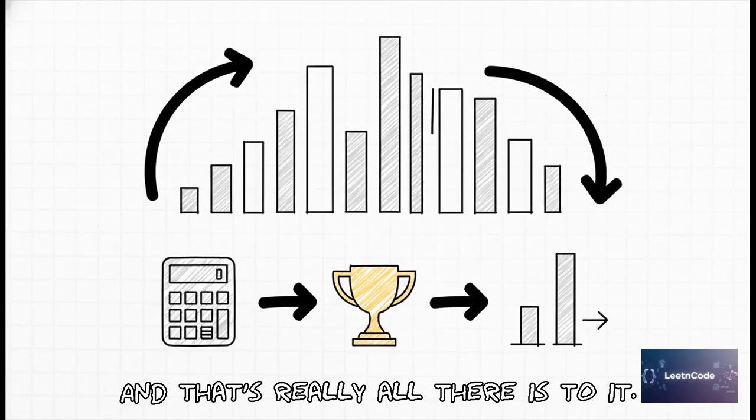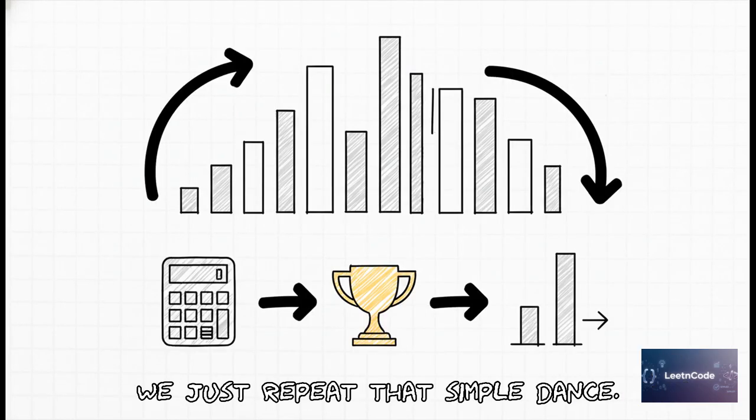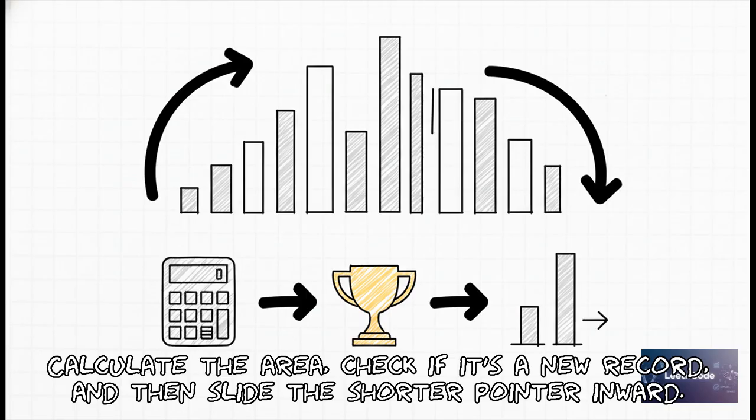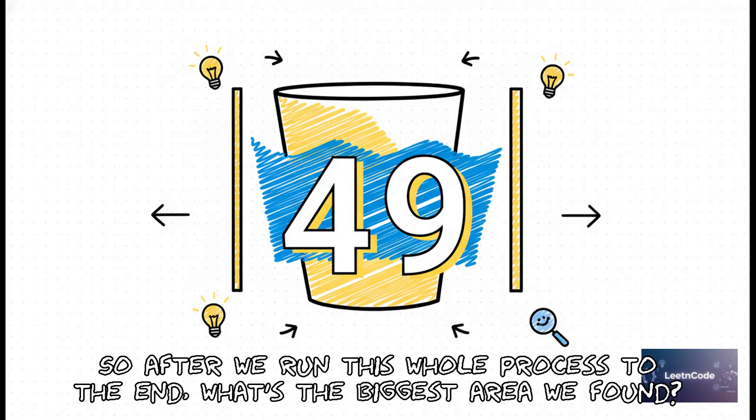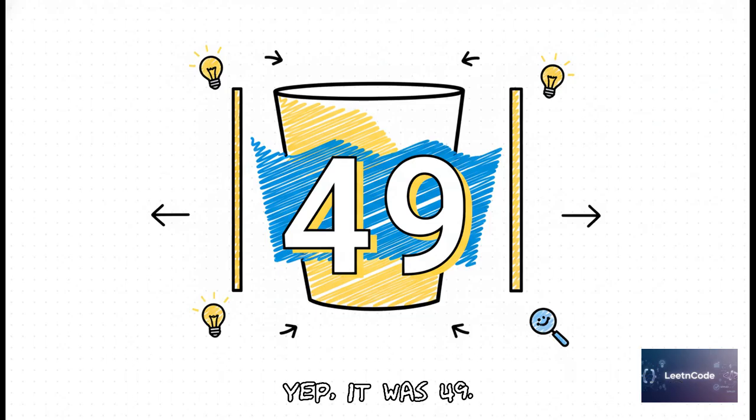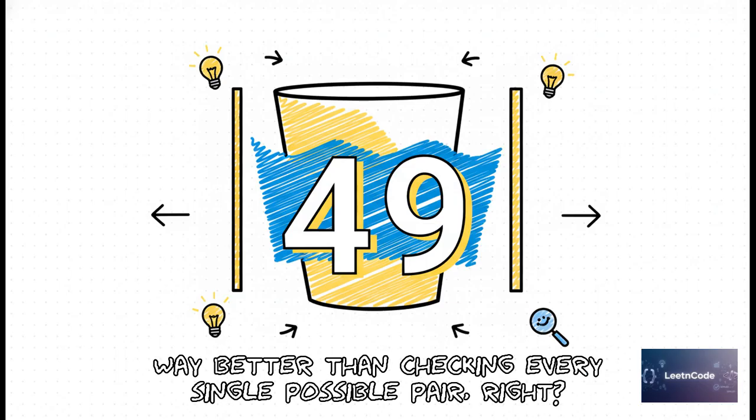And that's really all there is to it. We just repeat that simple dance. Calculate the area, check if it's a new record, and then slide the shorter pointer inward. We just keep doing that until our pointers finally high-five in the middle. So after we run this whole process to the end, what's the biggest area we found? Yep, it was 49. And that's our answer. See how elegant that is? Way better than checking every single possible pair, right?